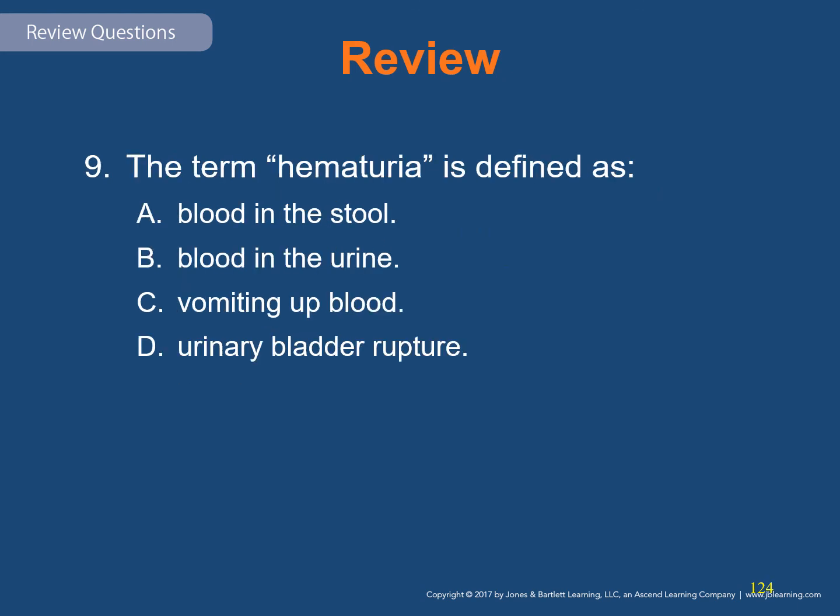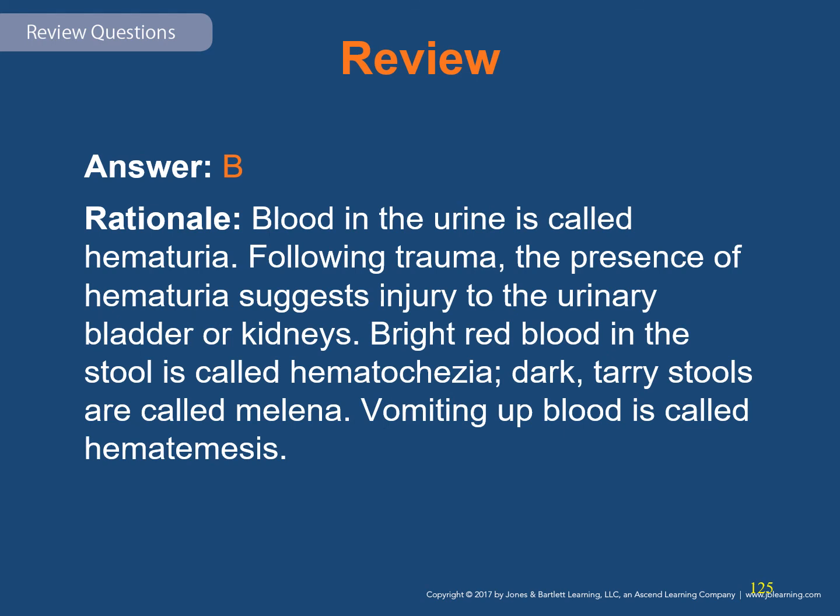Review question 9. The term hematuria is defined as A. Blood in the stool, B. Blood in the urine, C. Vomiting up blood, or D. Urinary bladder rupture. The correct answer is B. Blood in the urine is called hematuria. Following trauma, the presence of hematuria suggests injury to the urinary bladder or kidneys.